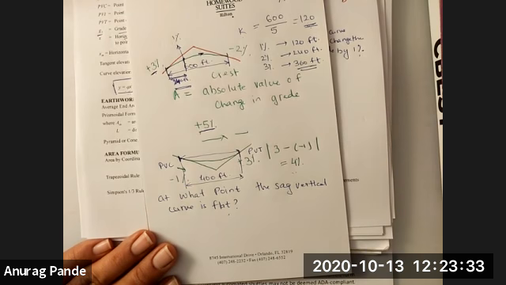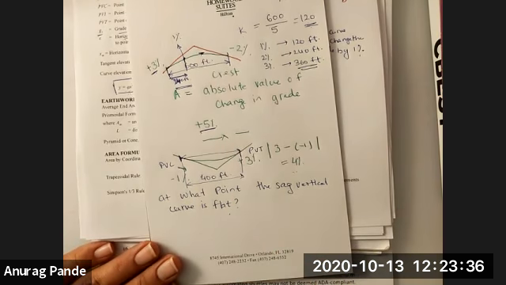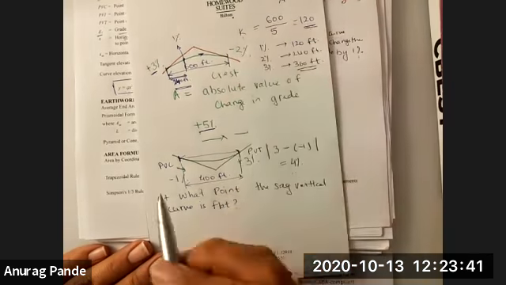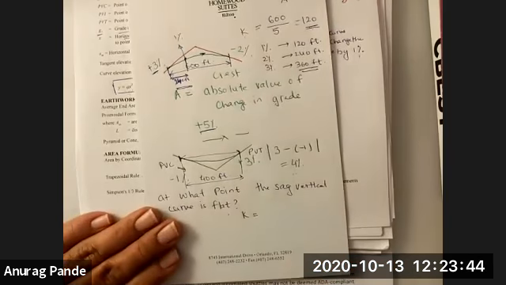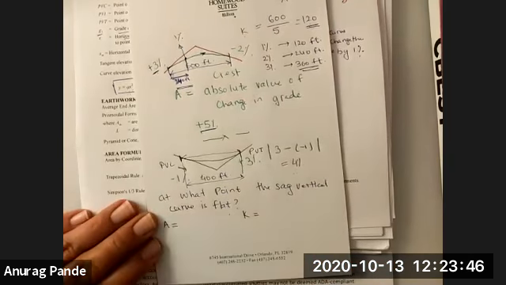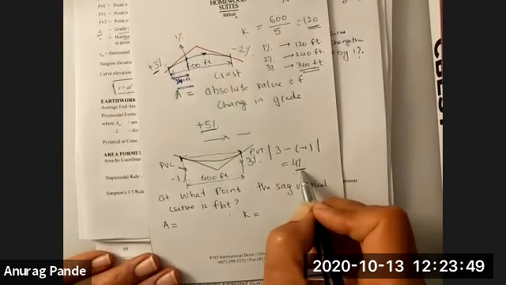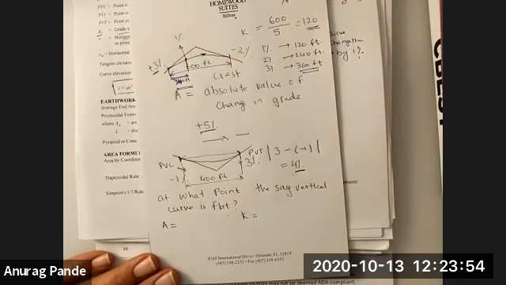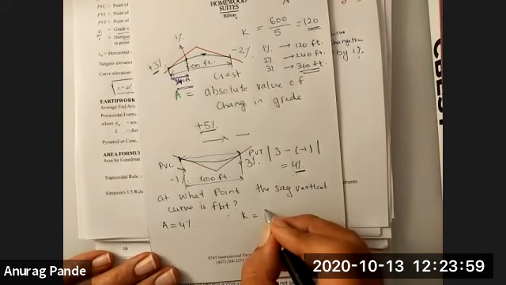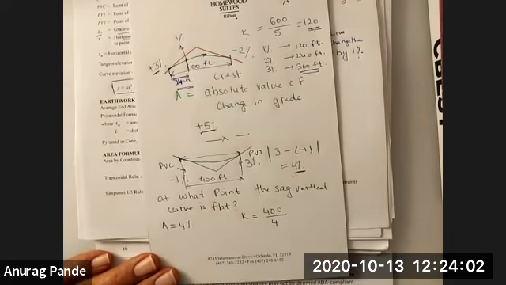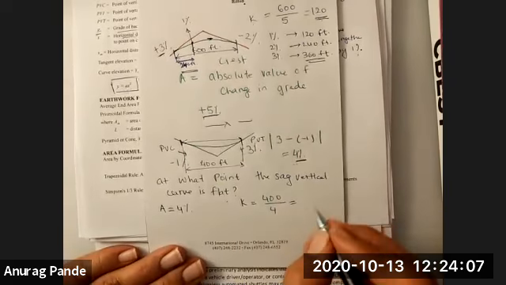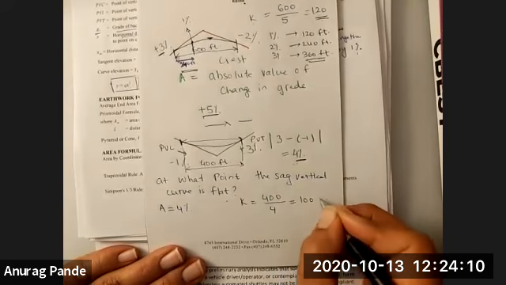Now this is a very important question, but it can be very easy to figure out. First, what you need to do is figure out what the K value for this curve is. You figure out the K value by first figuring out the A value. A value, as we figured out, is 4% because you're going from -1 to plus 3. So you're changing the grade by 4%. Your length of the curve is 400 feet, so your K value will be 400 divided by 4. Obviously I've chosen these values to make the calculations much easier. So that makes it 100. K value is 100 feet.